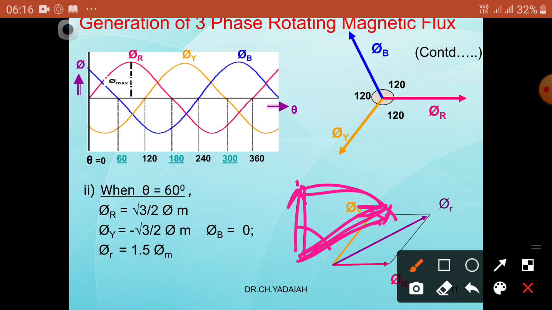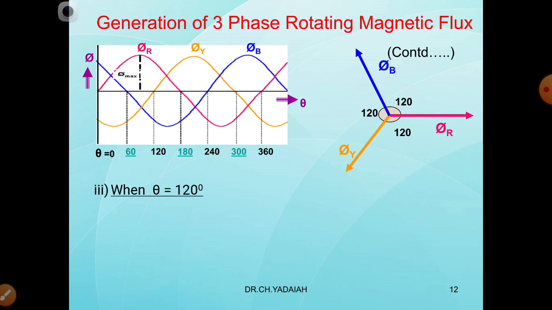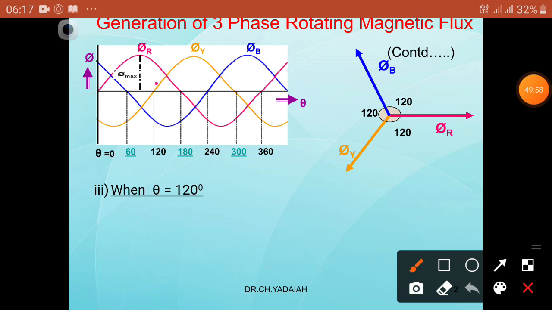So now coming to another angle, we can take it. Similarly, this is very easy, and take another angle at 120 degrees. Where is the 120 degrees? So this is the 120 degrees. At that condition, what are the values? Now y phase became 0 and b phase became negative and y phase is still positive. So by seeing this vector diagram, the phasor diagram, you can easily understand.